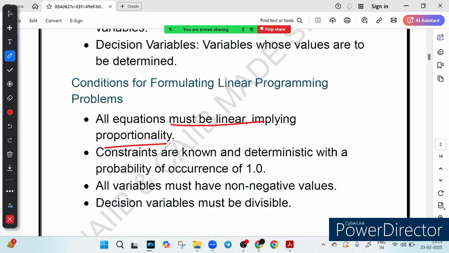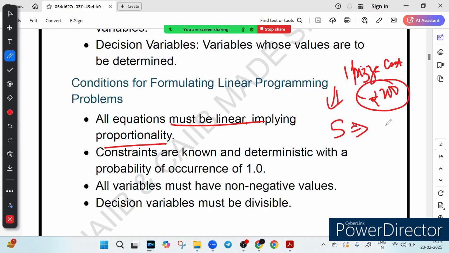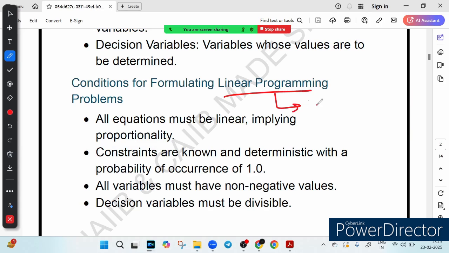What it means, think of a pizza shop, right? If one pizza costs rupees 200, then 5 pizzas will cost how much? Tell me, 5 pizzas will cost how much? 1000 rupees. Right, so this is proportionality, the principle of proportionality. The relationship stays the same. One pizza costs 200, 5 pizzas cost 1000. So in linear programming, the equation must be linear, right?